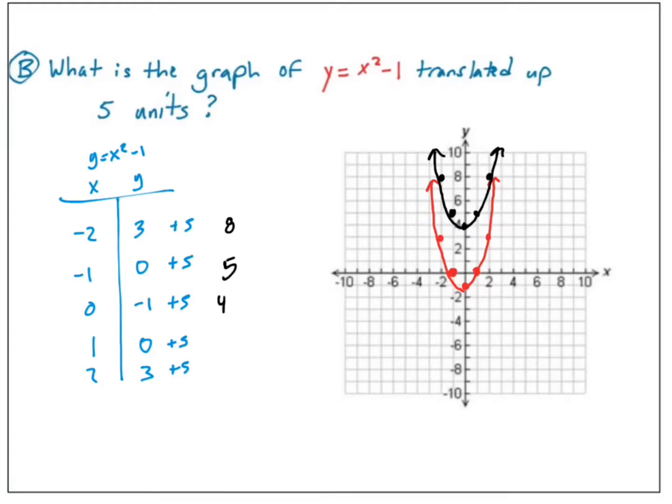If we wanted to, we could write the equation for this fairly simply. We should recognize that if we're shifting this particular expression up 5 units, it just becomes y equals x squared plus 4. We're adding 5 to that last piece to cancel out the translation down by 1 that they had originally.